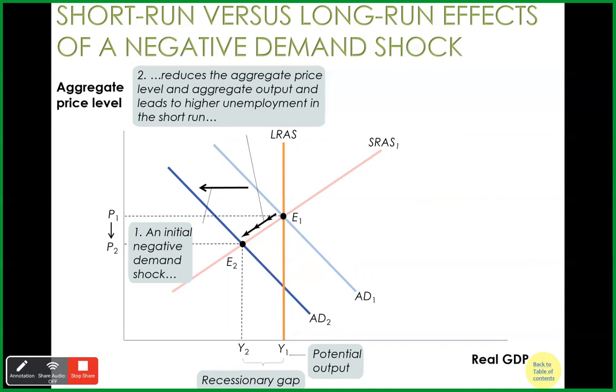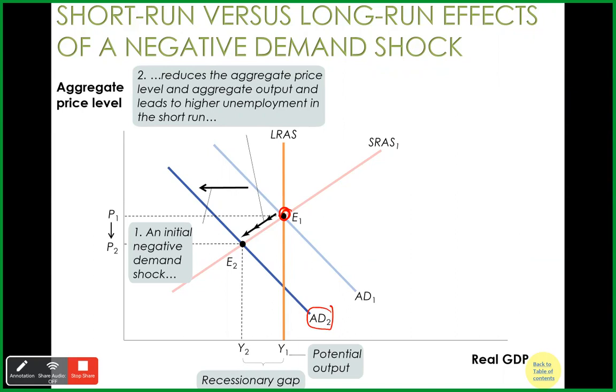Okay, and so the argument is almost identical to the previous slide, except we go in the other direction. So we start here, E1. Now, a negative demand shock will push down the aggregate demand curve. What is a negative demand shock? The example: 2020, COVID-19, at the beginning.